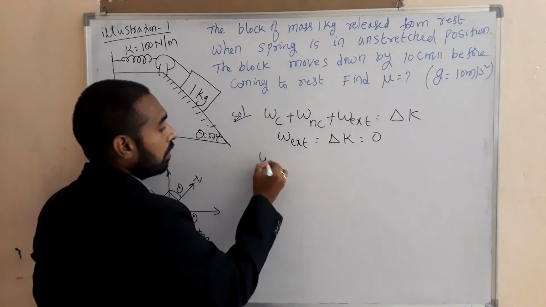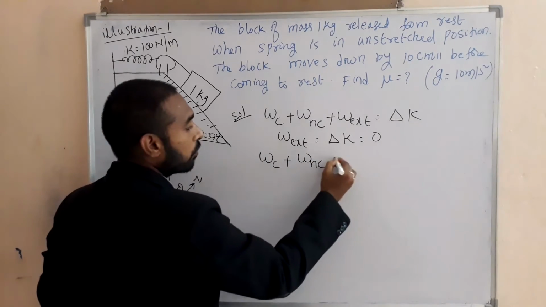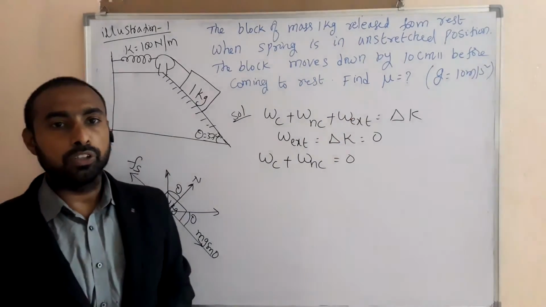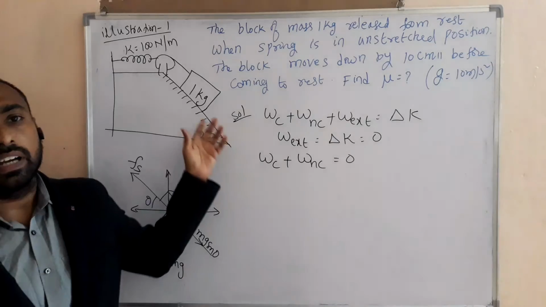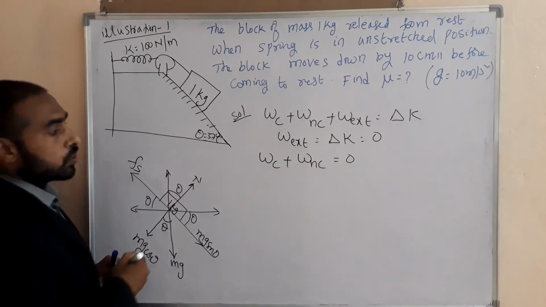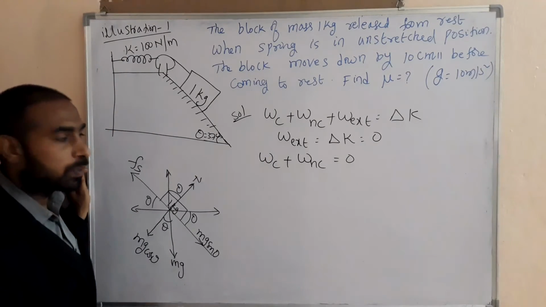So we have only work done by the conservative force and work done by the non-conservative force. Now what are the conservative forces present here? One is the gravitational force and another one is the spring force. So what is the work done by the spring force?